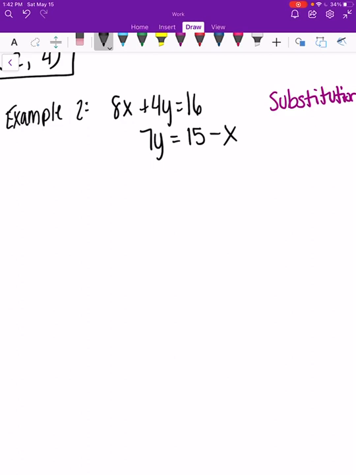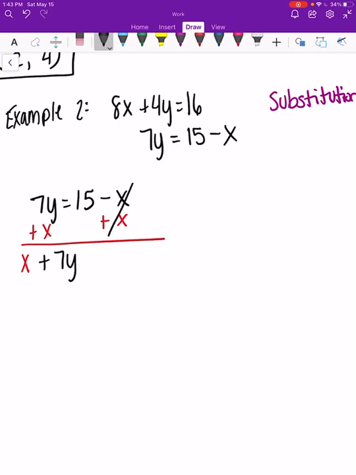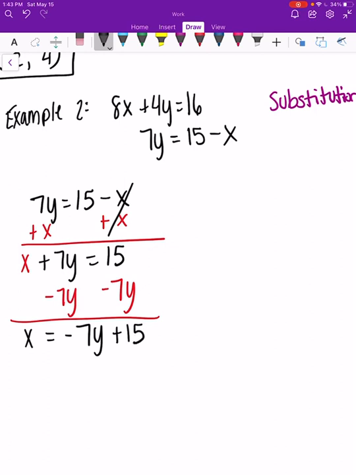So what I'm going to do is take 7y equals 15 minus x, and add x to both sides of the equation. So now I have x plus 7y equals 15. And then I'm going to subtract 7y from both sides. So I get x equals negative 7y plus 15. So now I've solved for x. X is the same as negative 7y plus 15.